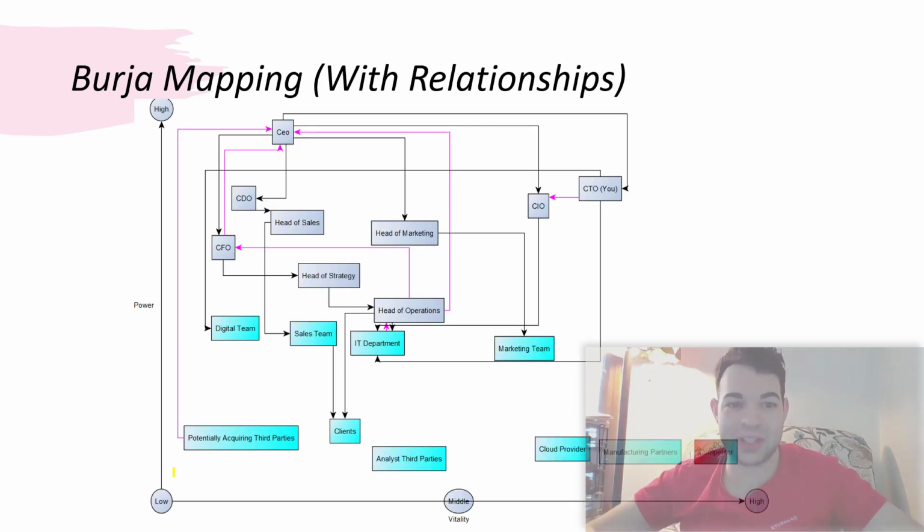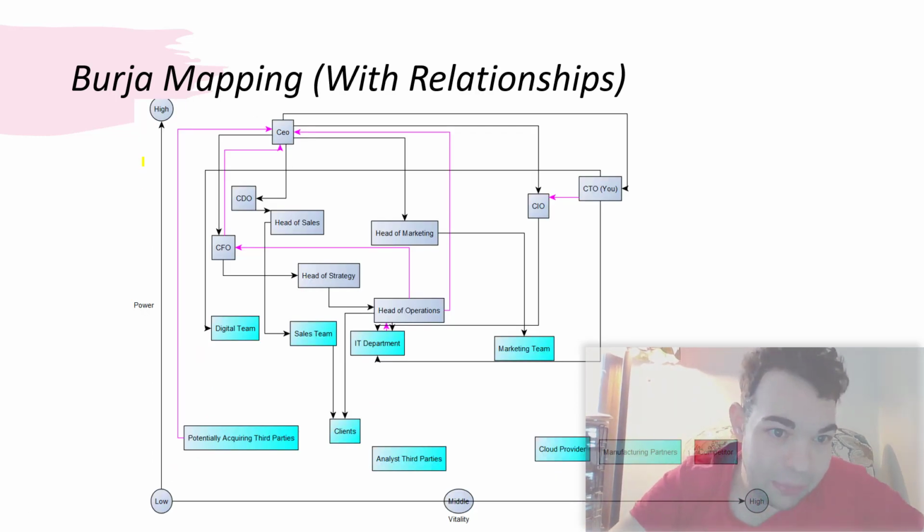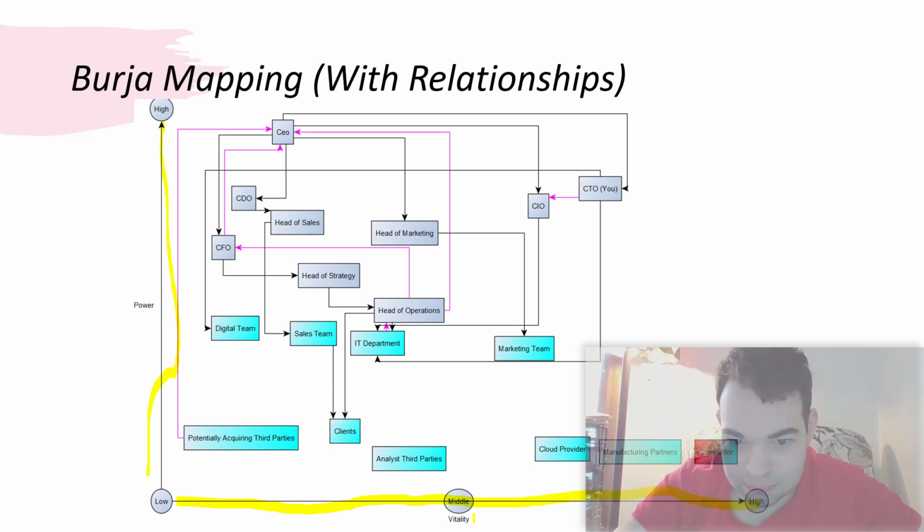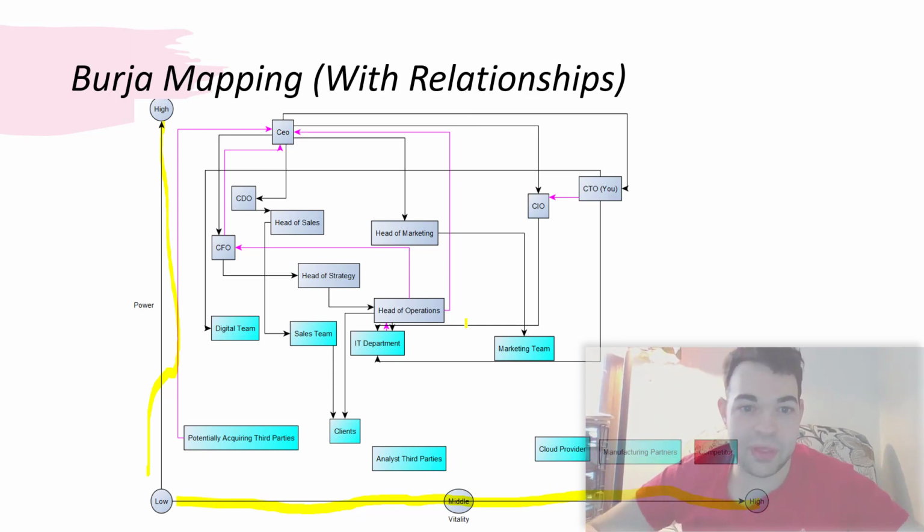So here's an example of the same map. We've got power on the left. We've got vitality on the bottom. We've got this middle portion, which shows basically live, where people are doing new things, and dead, where people find it really hard to do new things. And then we've got all of the players within this empire. What I've added here are these lines, these black and pink lines.